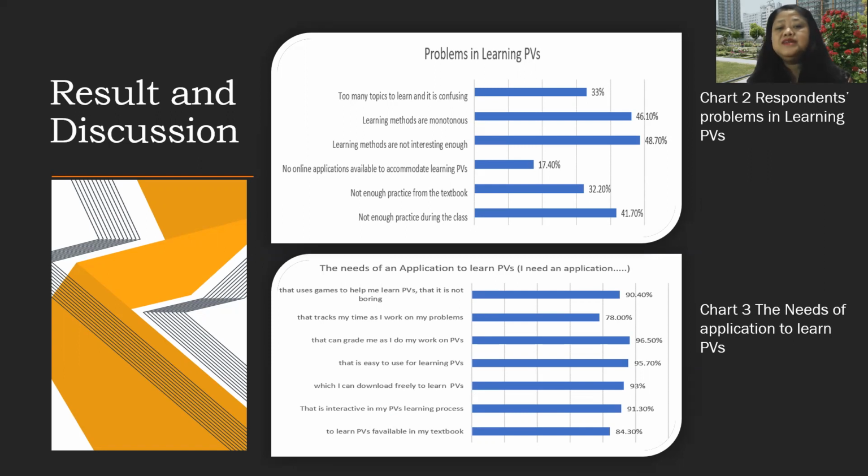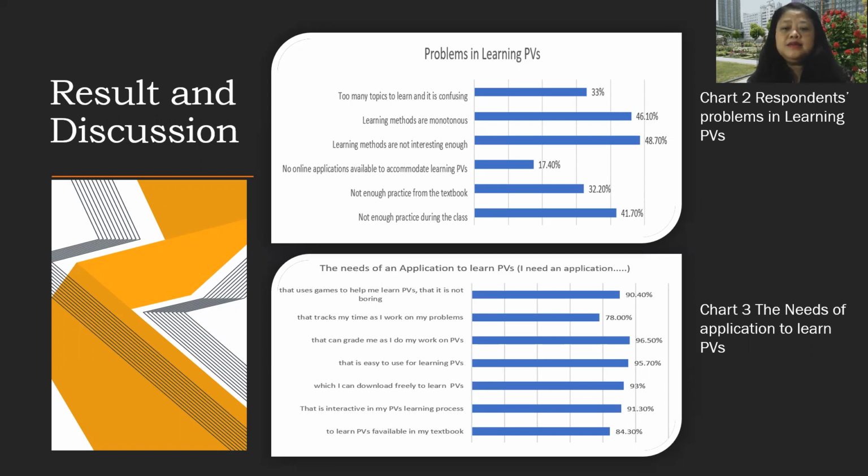They say the learning method is monotonous. It means that they need something more interesting. And we can figure out that 41.70% say there is not enough practice in the class. So the rest is there, but we pointed out the three biggest ones.